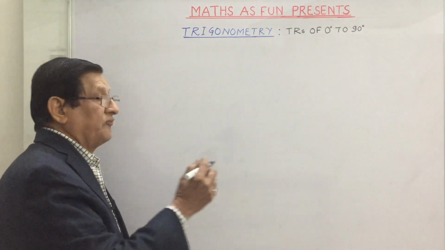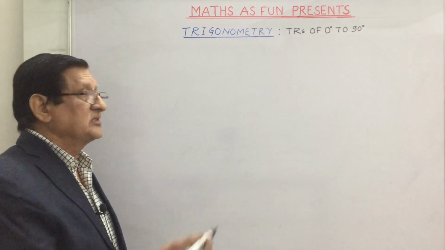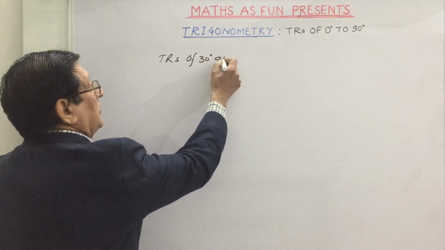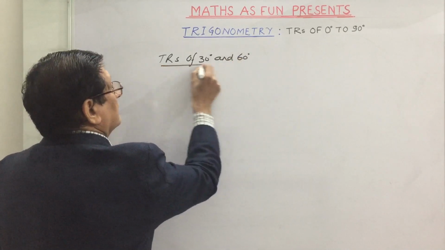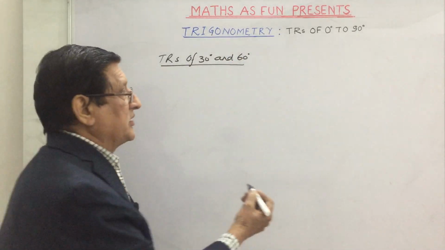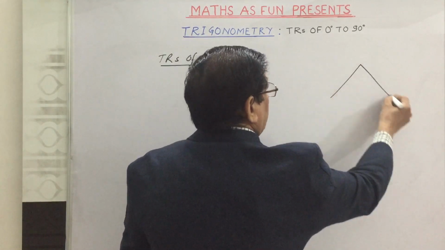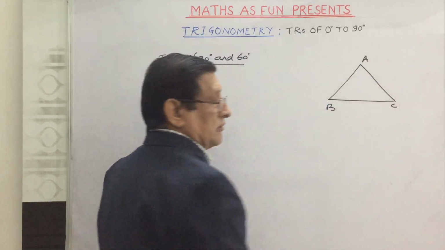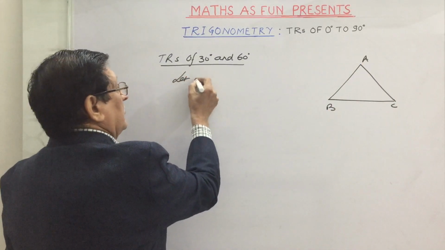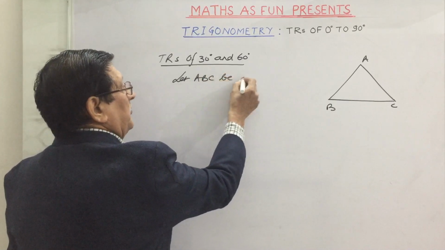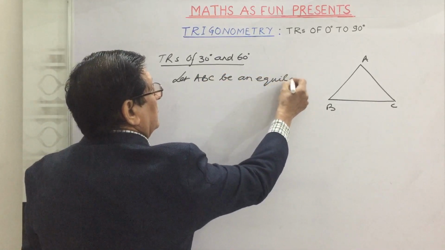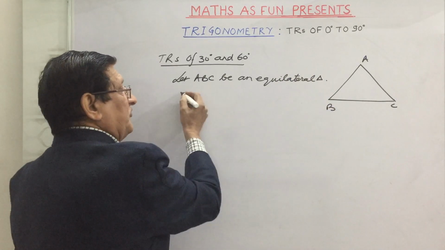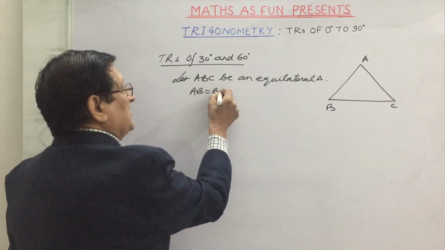Now to find out the value of trigonometrical ratios of 30 degree and 60 degree. In this case, we take an equilateral triangle ABC. Let ABC be an equilateral triangle, in which we find AB equal to BC equal to AC.